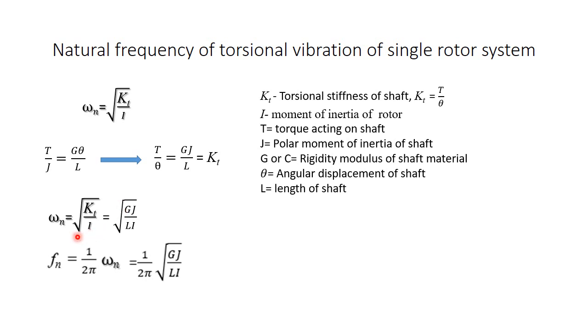So for the natural frequency in hertz, we can convert the natural frequency omega n, which is in radians per second, to hertz by multiplying it with 1 by 2 pi. 1 by 2 pi into omega n is Fn, which is 1 by 2 pi root of GJ by L into I. So this expression is in hertz. 1 hertz, we know, is 1 cycle per second. So the natural frequency in hertz is 1 by 2 pi root of GJ by LI. This is the expression for the natural frequency of torsional vibration of a single rotor system.